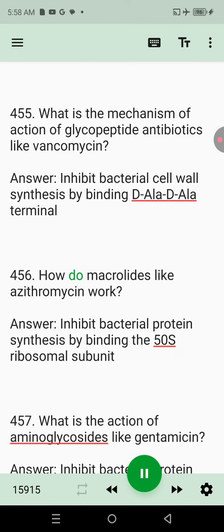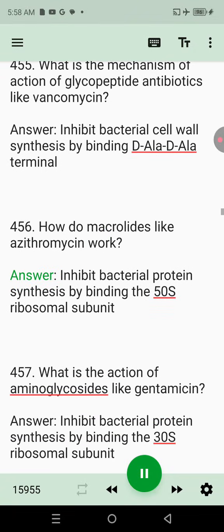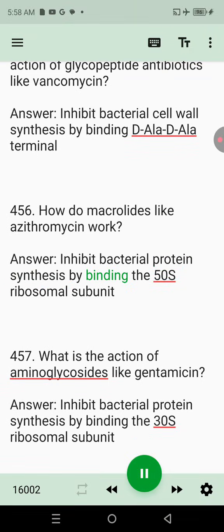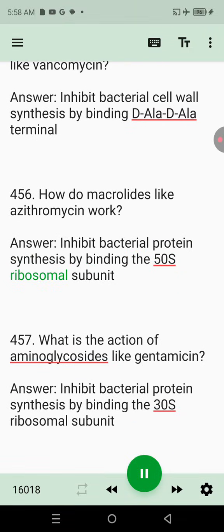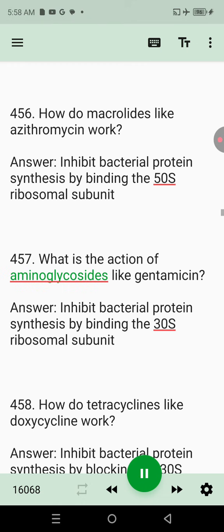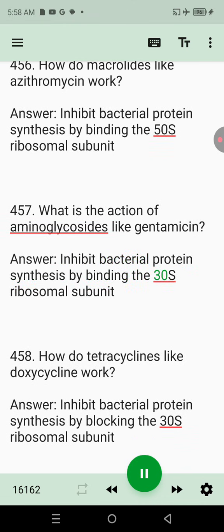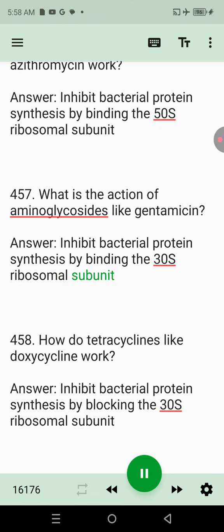456. How do macrolides like azithromycin work? Answer: Inhibit bacterial protein synthesis by binding the 50S ribosomal subunit. 457. What is the action of aminoglycosides like gentamicin? Answer: Inhibit bacterial protein synthesis by binding the 30S ribosomal subunit.